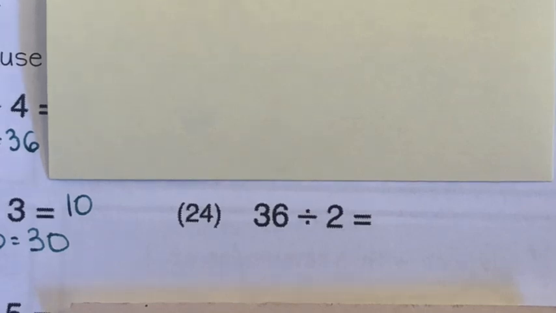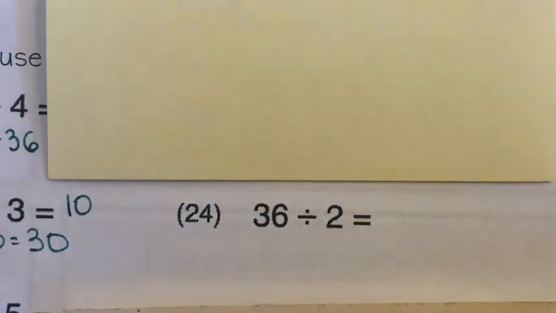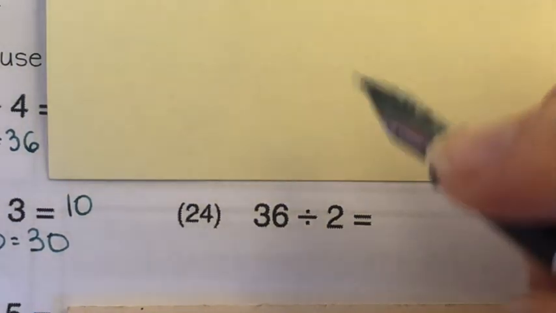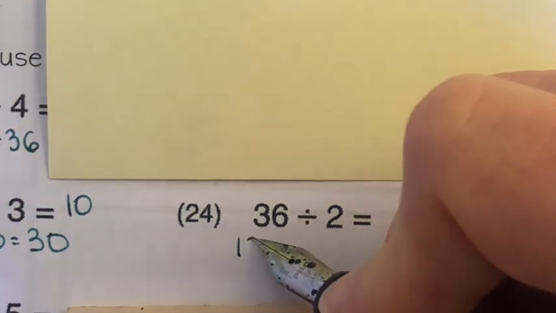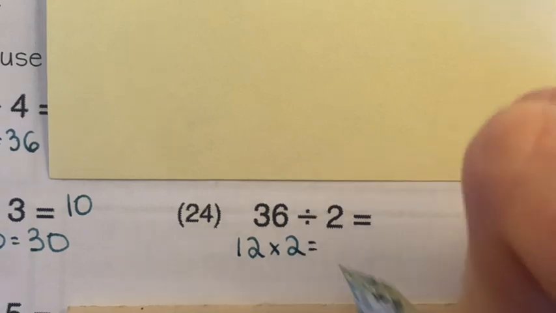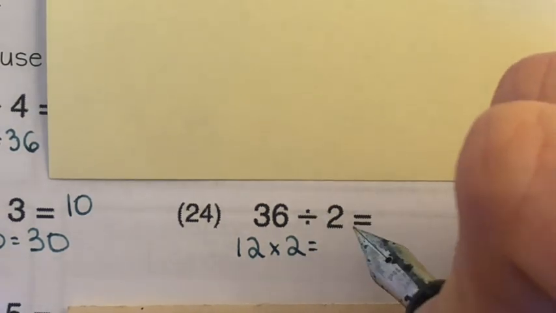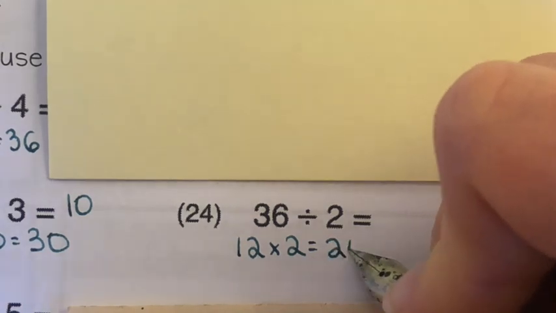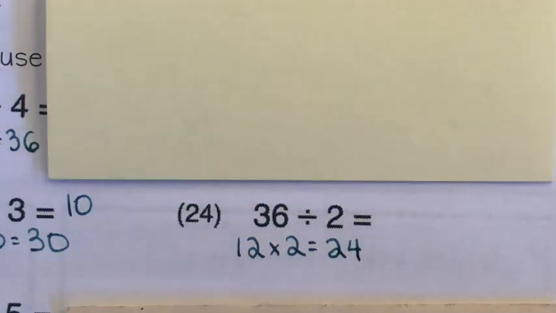Anything divided by 2 is just half that number. So it's the opposite of doubles, or you could use known facts. So I know that 12 times 2 is 24. You could either half the number if that's something you're able to do, or you could do 12 times 2 is 24 and count how many more groups of 2 you need to get from 24 to 36.